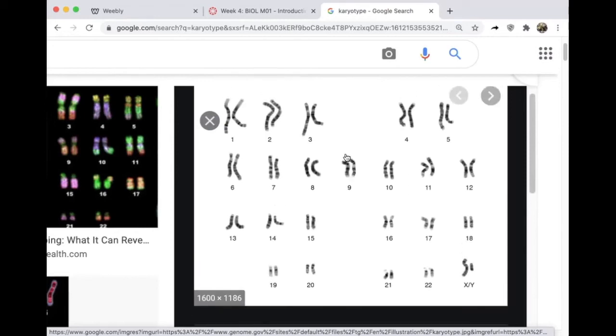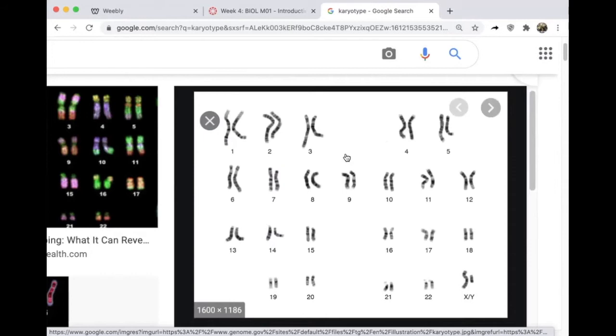So humans, we have 23 chromosomes, but two of each. Think of it as you can have 23 types of shoes, but you actually have 46 because you have two of each shoe.